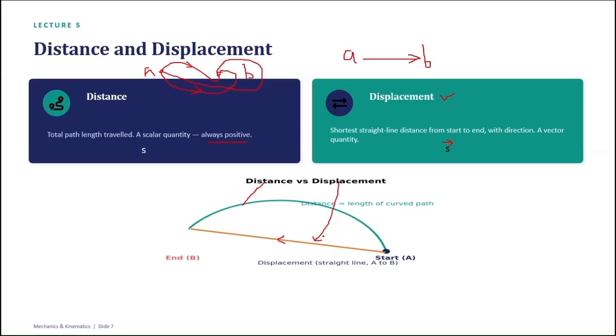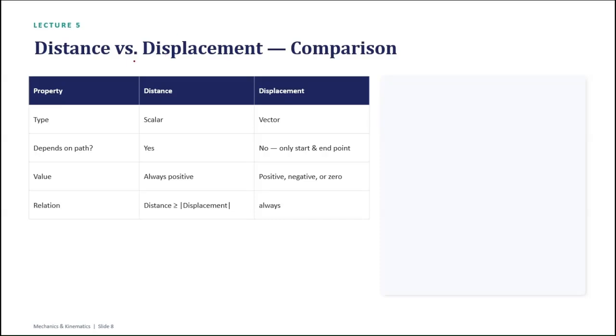Okay, now we are comparing both of them. So distance is a scalar quantity while displacement is a vector quantity. Depends on path? Distance, yes. Displacement, no, because displacement does not depend on path. It will be the shortest path. And distance is always positive, while displacement can be negative, positive, or zero. We can have zero displacement.